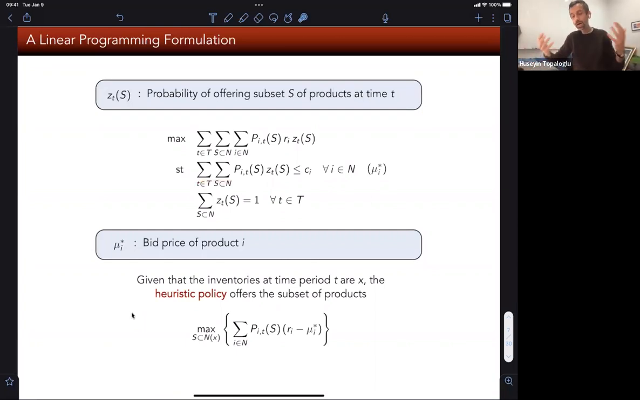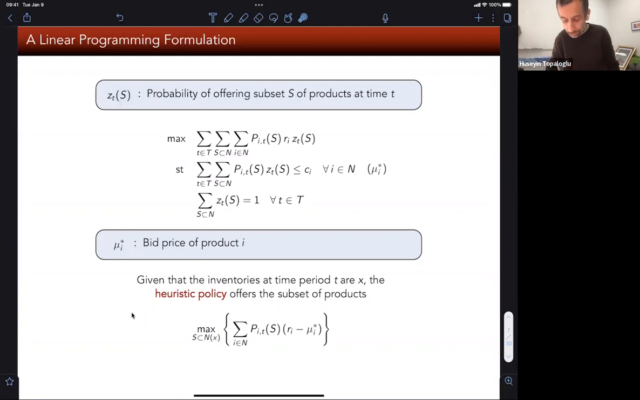Out of this linear program, how do people extract a policy? They do the following. They solve this linear program. Instead of using the primal optimal solution, they use the dual optimal solution to this linear program. In particular, let mu I star be the optimal values of the dual variables associated with the capacity availability constraint for product I. What is that mu I saying?